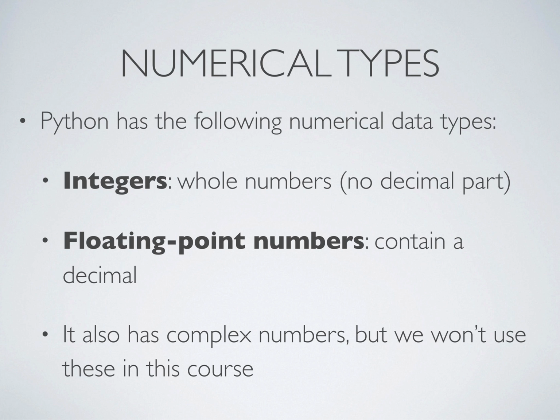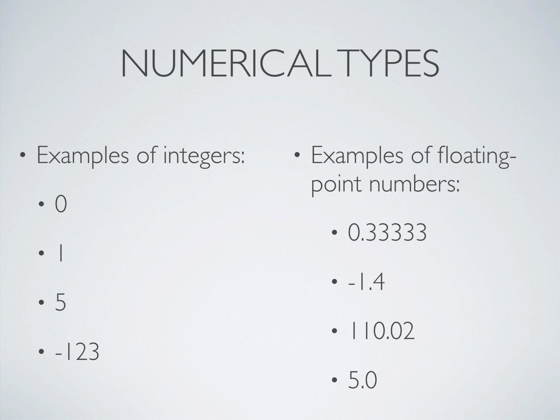So integers are numbers which are whole numbers, meaning they have no decimal part added to them. Floating point numbers have a decimal point, so they have numbers after that decimal point. Here's a couple of examples. So integers, again, no decimal point. So for example, 0, 1, negative numbers are fine too, negative 123 for example. And then again, as far as Python is concerned, floating point numbers are any numbers with values after that decimal point.